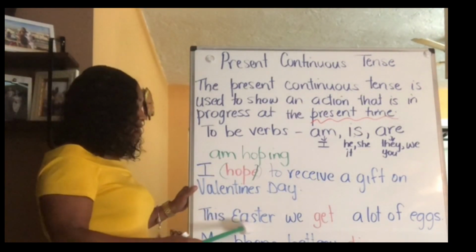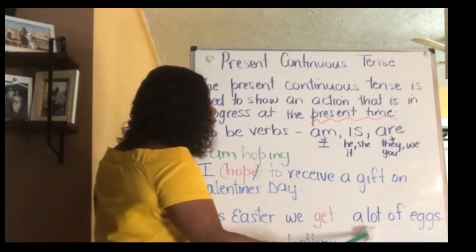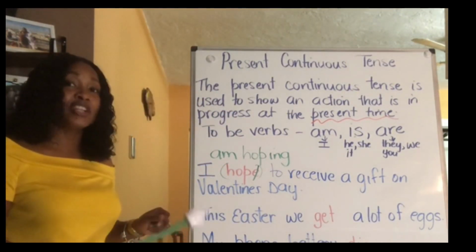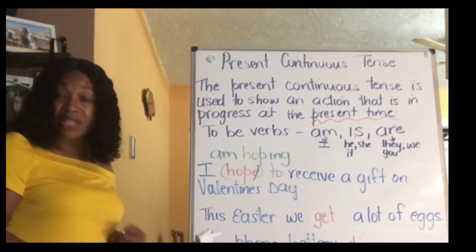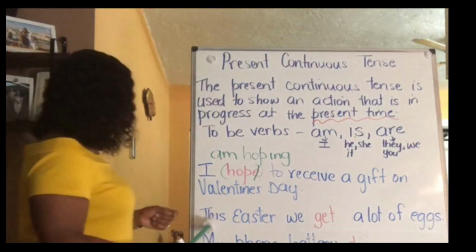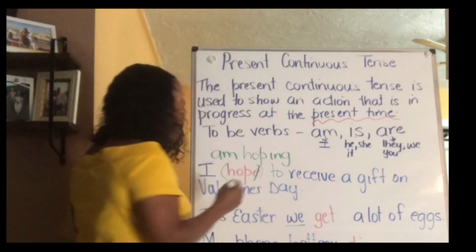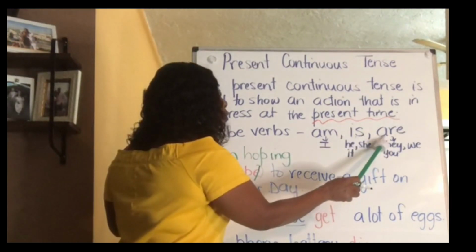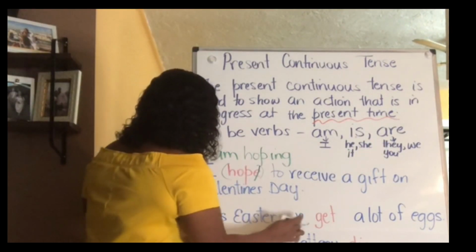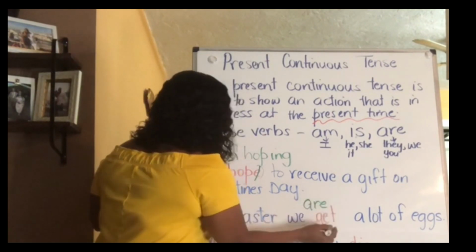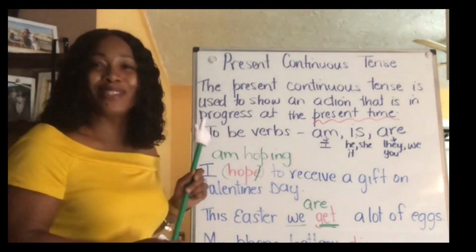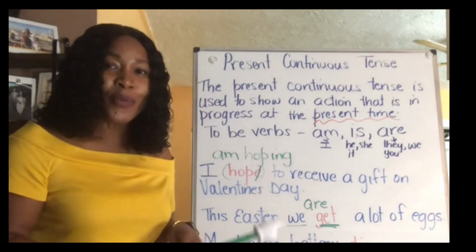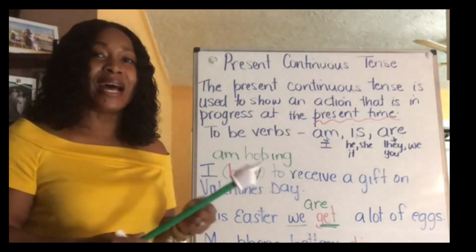Next, this Easter, we get a lot of eggs. This Easter, remember, present continuous can be this summer, this Easter, this week, this month. So this Easter, we, how many persons? More than one. When it's more than one, we are using are. So this Easter, we are, and we have get. Who remembers the rule for get? Anybody remembers the rule? What are we going to do to get before we add ing?